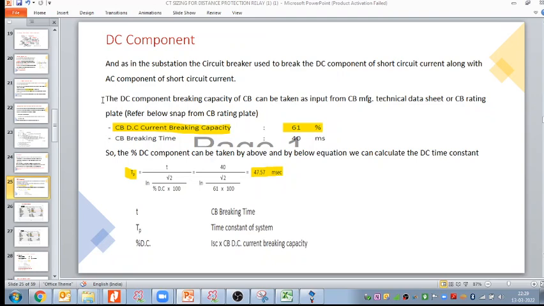So generally, the distance and differential relays operate in 10 to 20 milliseconds. So relaying time 20 milliseconds plus breaking time 40 milliseconds. If you want to keep it maximum, we can add that time, and we can take 60 milliseconds overall.